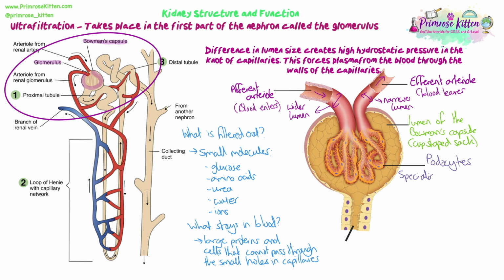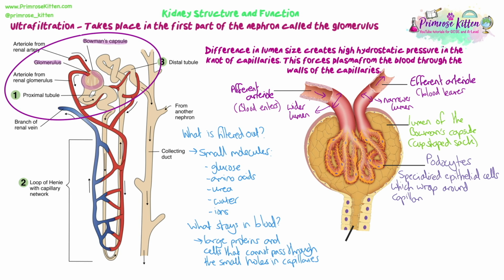Now, you may have noticed these weird centipede-looking cells around my capillaries. They are known as podocytes, and they're specialised epithelial cells of the Bowman's capsule. So this layer of the Bowman's capsule that juts up against the capillaries is made of these specialised cells, which have foot-like processes.